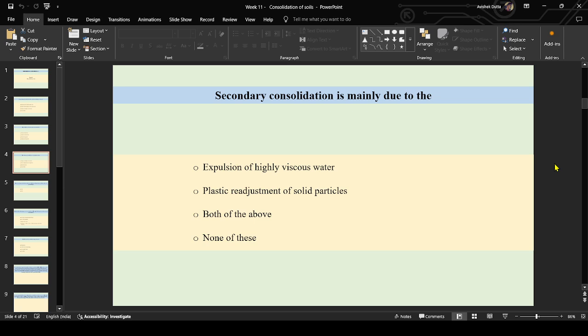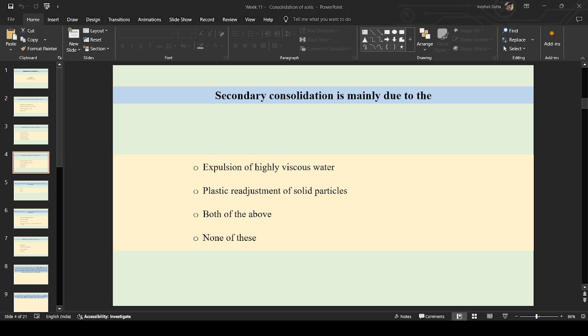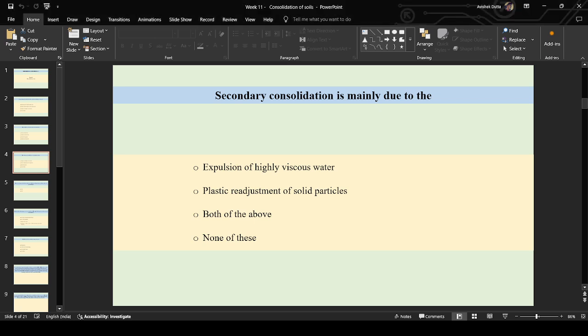I repeat the question. Secondary consolidation is mainly due to: first option, expulsion of highly viscous water; second option, plastic readjustment of solid particles; third option, both of the above; and last option, none of these. Okay. Next question.